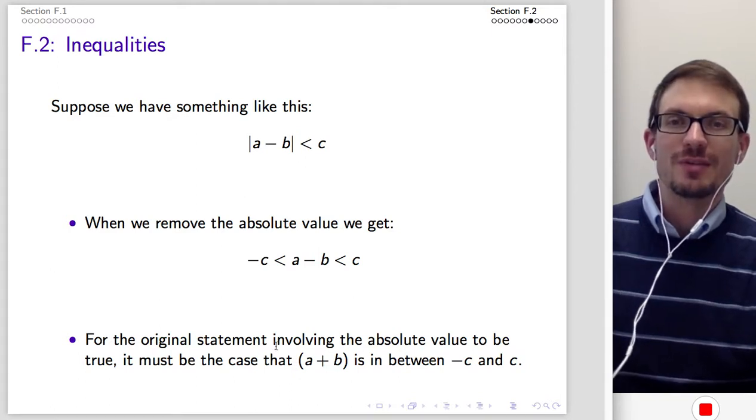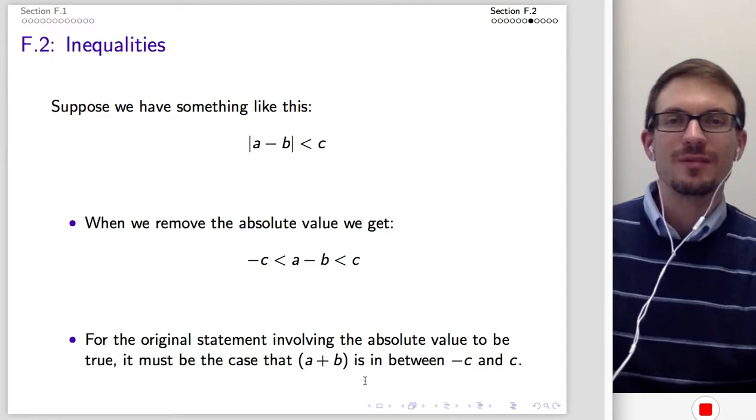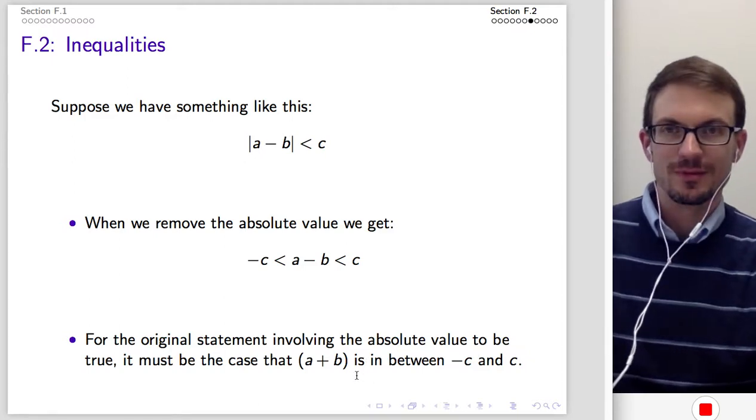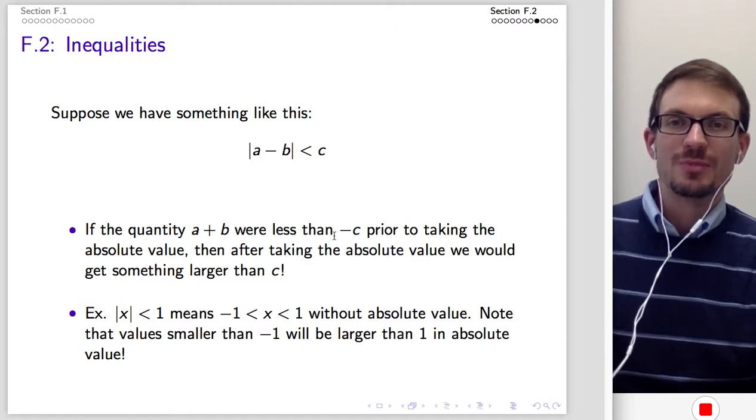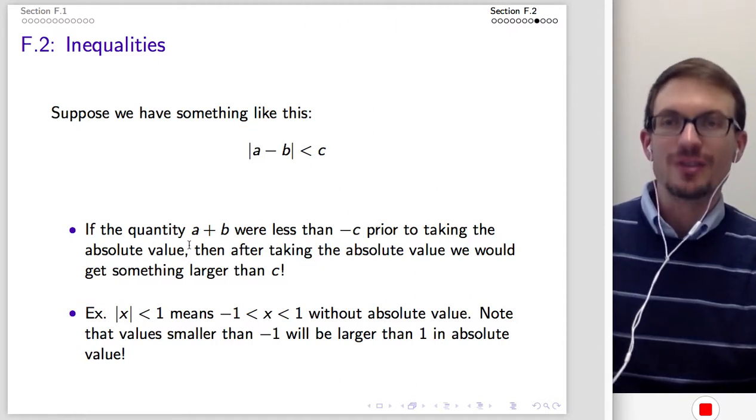For the original statement involving absolute value to be true, it must be the case that the quantity a plus b is in between minus c and c. Okay, so just say a little bit more. If the quantity a plus b were less than negative c prior to taking the absolute value, then after taking the absolute value, we get something larger than c.